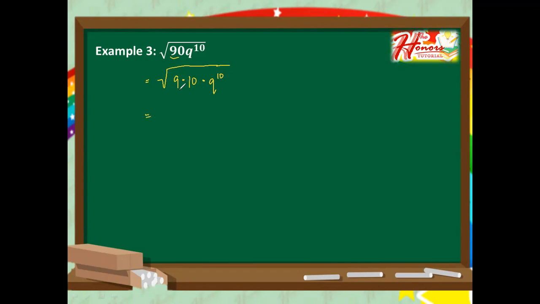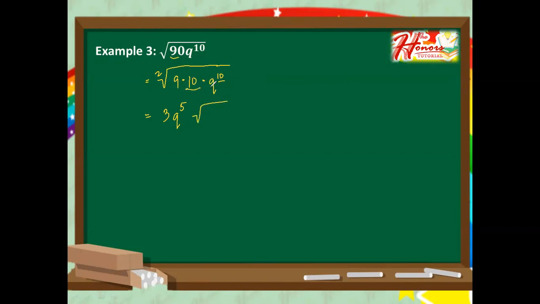So let's solve. What is the square root of 9? That's 3. So we will be writing 3 here outside. And then for q raised to 10, we will be dividing the exponent 10 to our index, which is 2. It's here, but it is invisible. So that's why you cannot see it. And I'm just writing it for you to see it. So 10 divided by 2, that's 5. That's q raised to 5 outside. And we don't have any remainder, so therefore, we will not be writing q inside the radical symbol.